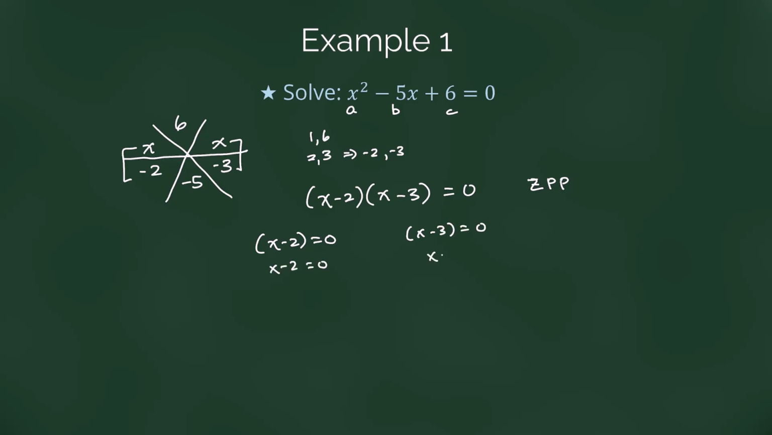Notice that these are two linear equations now, which we can solve using our linear equation techniques. So we add 2 to both sides, and we get that either x is 2 or we get that x is 3. So the solutions to our quadratic equation are the values 2 and 3, and we can use brackets to write our solution set, the values of 2 and 3.